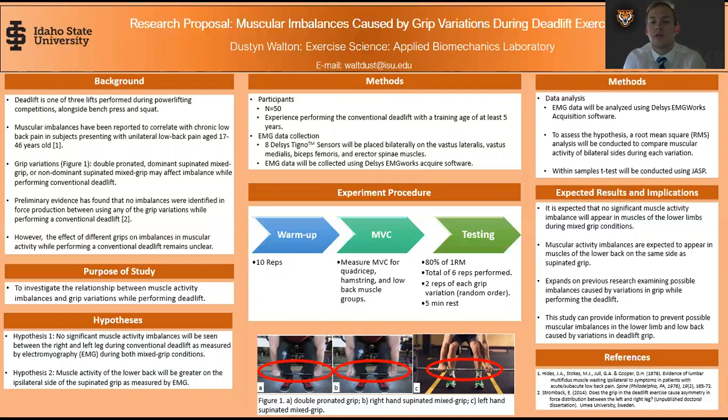So based on the hypotheses, it is expected that no significant muscle activity imbalance will be seen in the muscles of the lower limbs during any of the conditions, and then there will be a significant muscle activity imbalance in the muscles of the erector spinae, with the higher muscular activity being seen on the same side as the supinated hand.